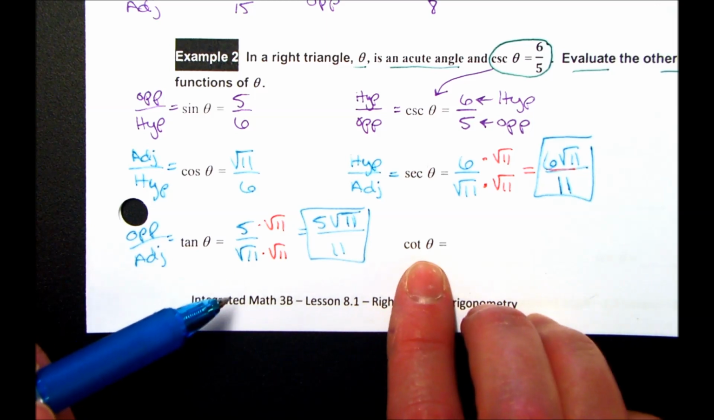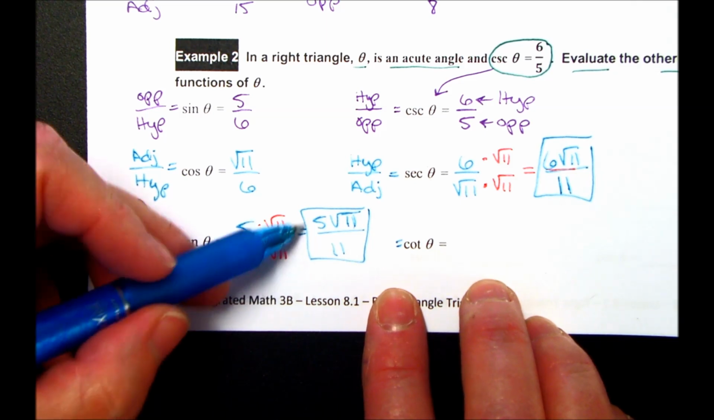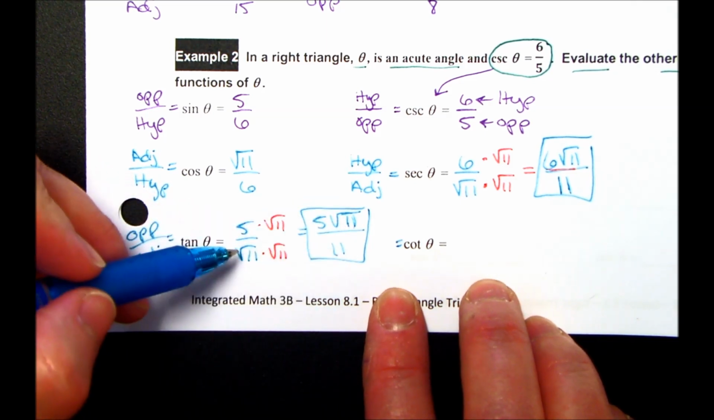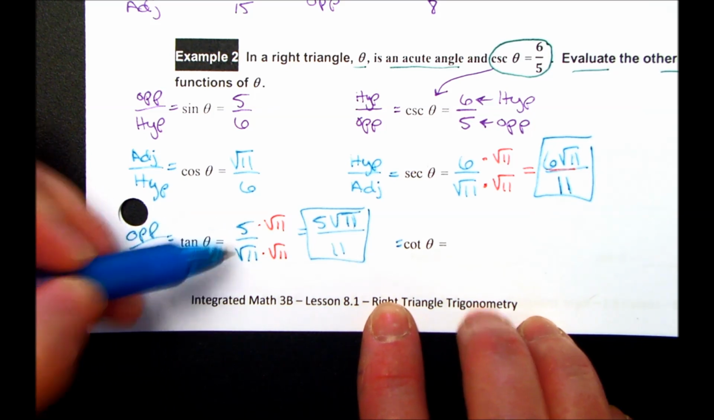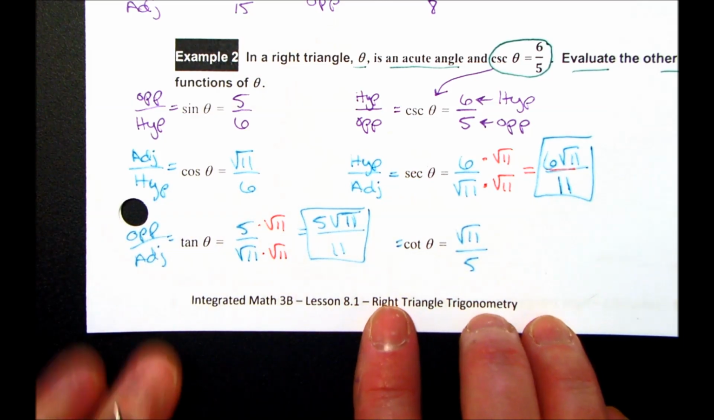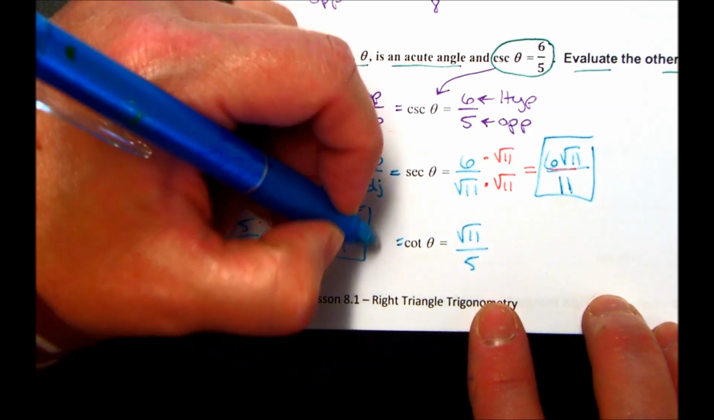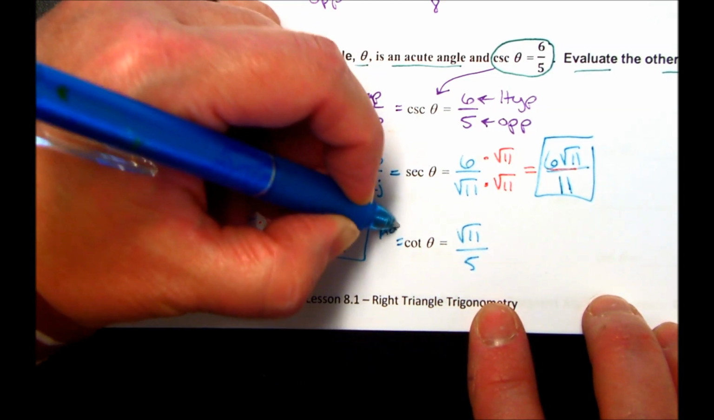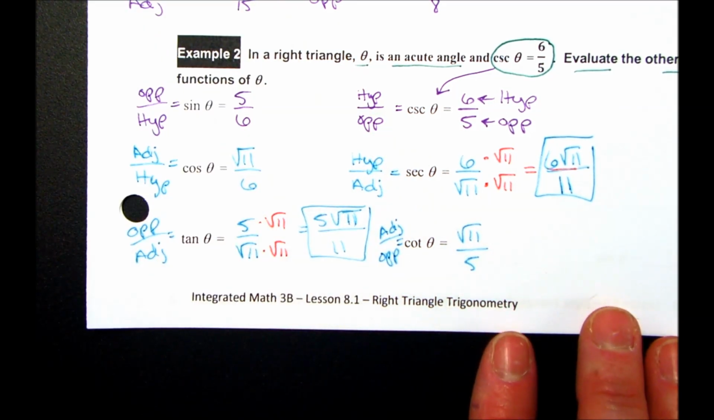Now, when it comes to the cotangent, it is the reciprocal of your tangent, but rather than using the one that you rationalized, go back to the original, because if I flip that 5 over square root of 11, now my square root of 11 is at the top and the 5 is at the bottom. And that's okay to have a radical in the numerator. It's just not okay to have a radical in the denominator. But again, the ratio is adjacent over opposite for cotangent.